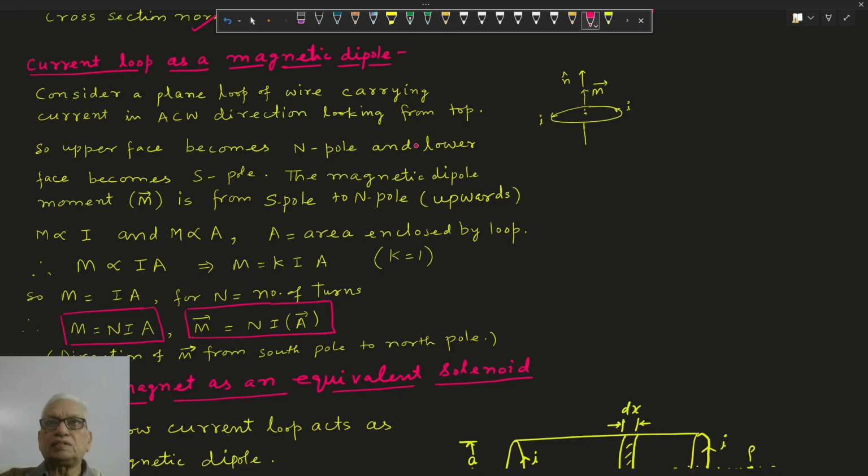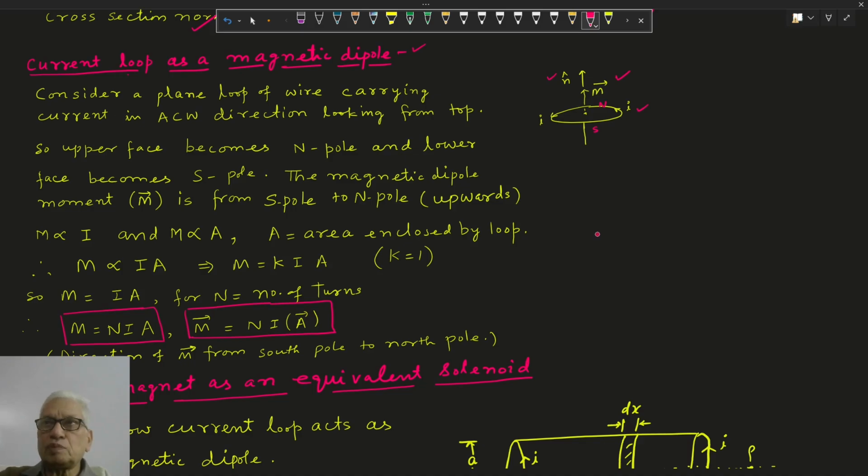Now, current loop as a magnetic dipole. Suppose this is a loop with current in the anti-clockwise direction, making it behave like a magnet. The face with anti-clockwise current is the north pole, and the face with clockwise current is the south pole. M is the dipole moment, always directed from south pole to north pole. Here the direction of dipole moment M is from south to north, so upward. This is the normal unit vector of the area cross section.